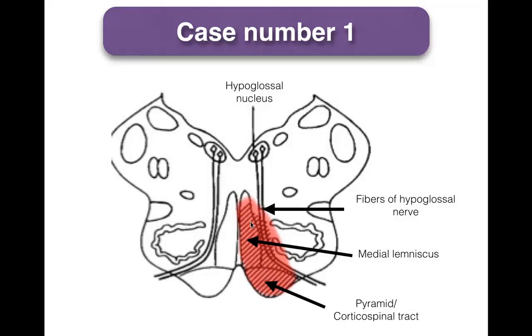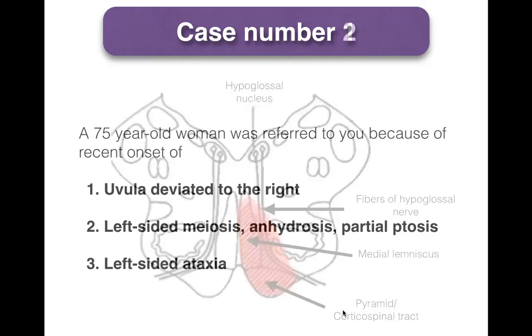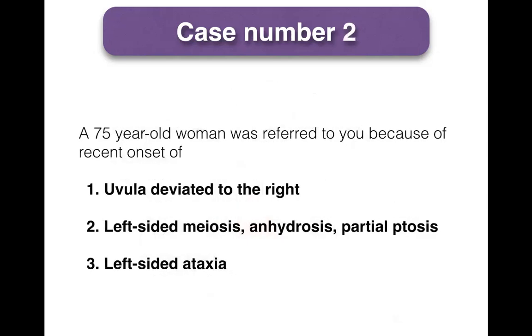The medial lemniscus ascends in this part of the brainstem. When this is affected, there will be corresponding loss of pain and temperature sensation, as well as conscious proprioception from the body. And the corticospinal tract, the pyramidal tract, or the motor pathway is also going down at this particular part of the brainstem. So there would be contralateral paralysis.